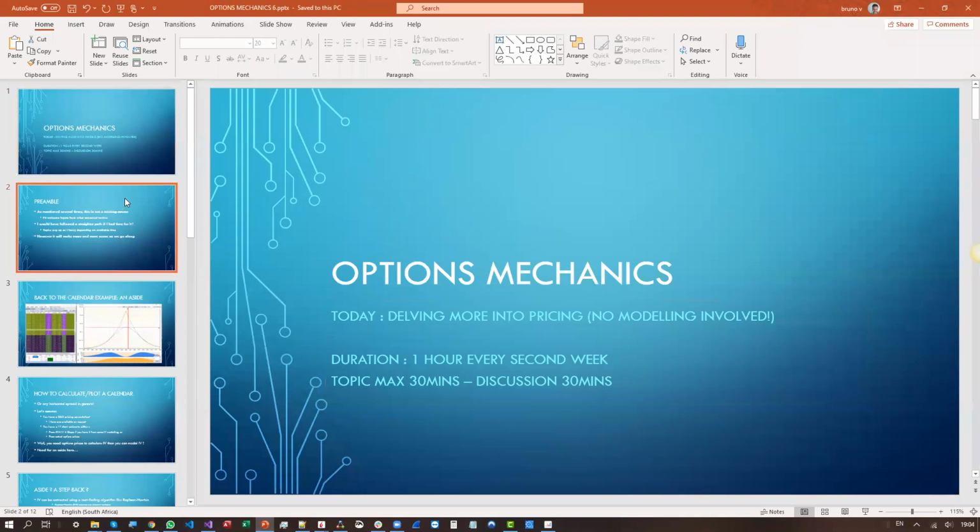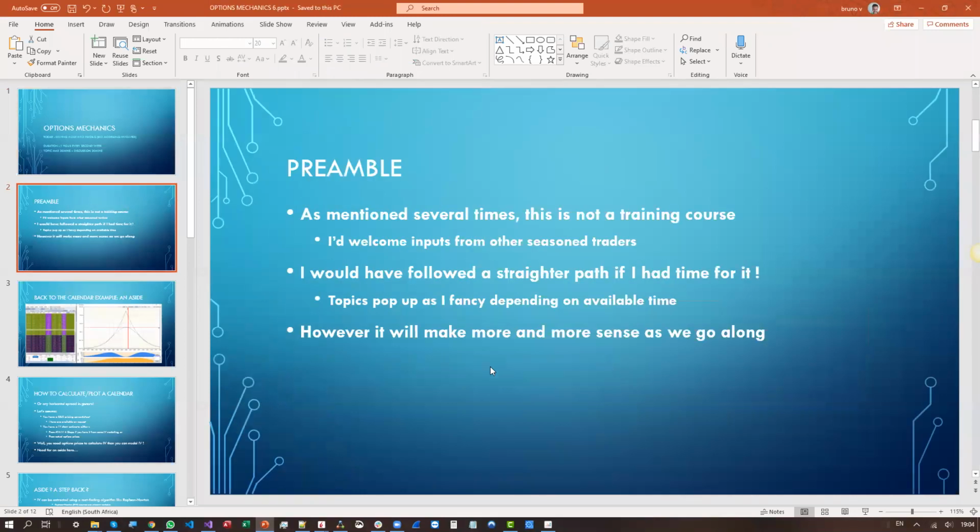So today, yeah, the preamble. I don't need a disclaimer. I mean, it's obviously educational. I suppose I should put up the page, but anyway, that doesn't really matter. I hope that as time goes by, it's going to be a bit more interactive. But okay, so no straight path, and it's not a training course. It's more or less topics as I fancy.